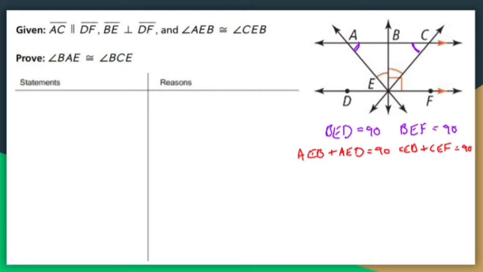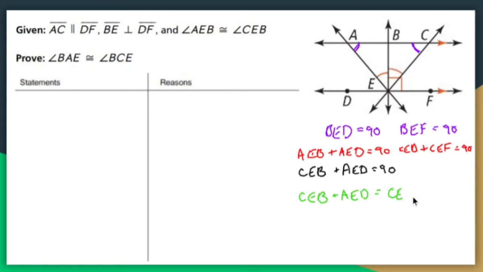What do I know? I know that these guys are the same. So why don't I take this AEB and replace it with CEB? So I have CEB plus AED equals 90. Since they're both 90, why don't I try the transitive property and write out CEB plus AED, which equals 90. Since that equals 90, they're now equal to each other.